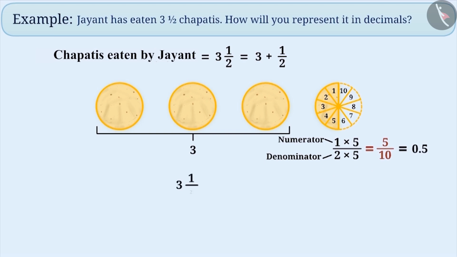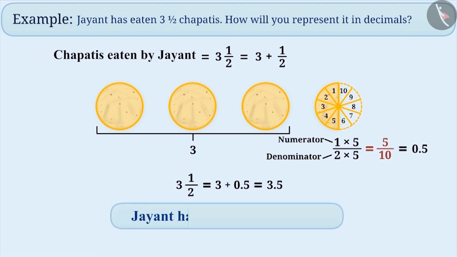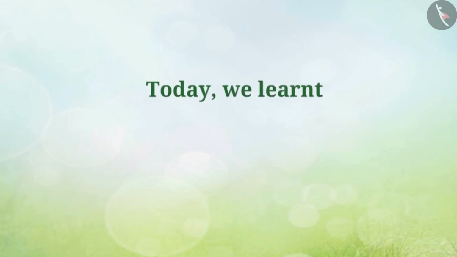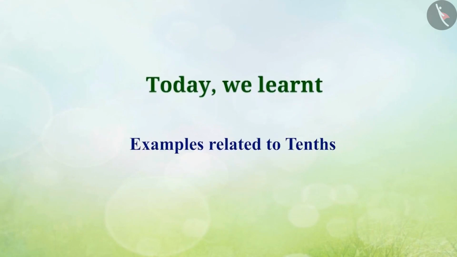We can also represent 3 1/2 as 3 plus 0.5, that is 3.5. Thus, in decimal form, we can say that Jayant has eaten 3.5 chapatis. Today, we learned examples related to tenths. In the next video, we will clear some misconceptions related to this.